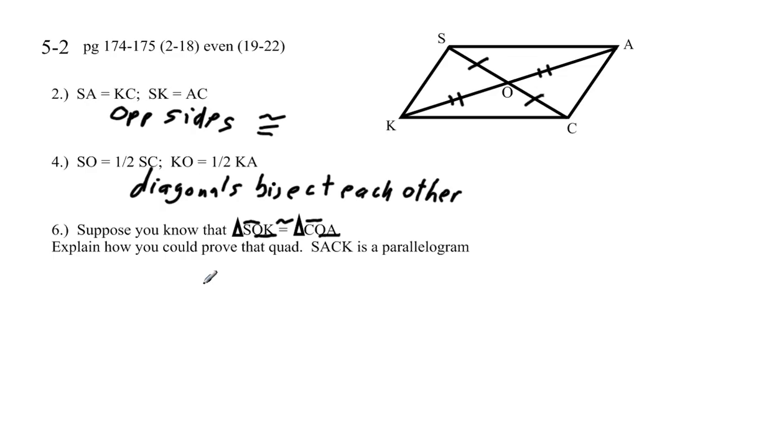So this one would be just like number 4. It's because the diagonals bisect each other. So it must be a parallelogram.